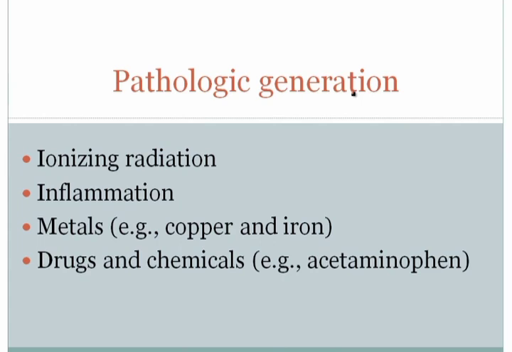All right, another example of pathologic generation of free radicals are drugs and chemicals. Acetaminophen is a very classic example, especially from pharmacology. Acetaminophen goes to the liver, it gets converted by the P450 system, and free radicals are generated in the process. The free radicals can be damaging to the tissues, and you will have learned that high-dose acetaminophen can be taken by a patient who might try to commit suicide, for example, or who may overdose on acetaminophen.